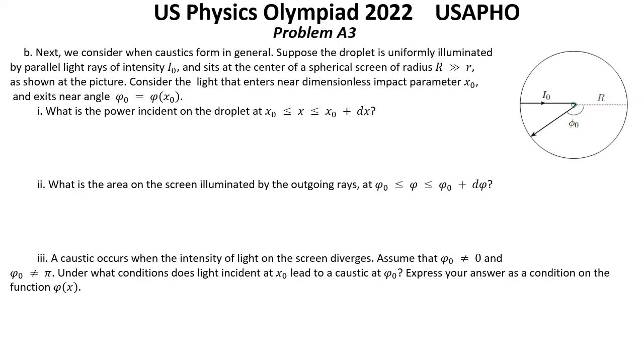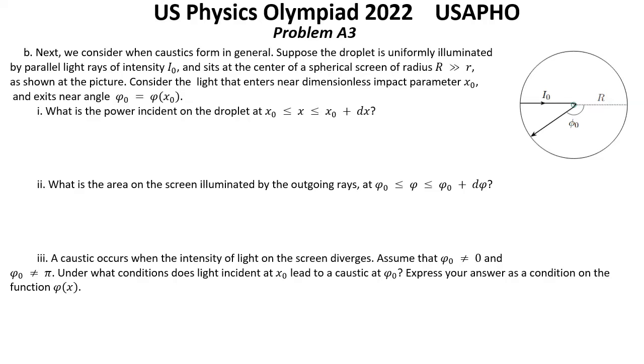Solution for question B. Next, we consider when caustics form in general. Suppose the droplet is uniformly illuminated by parallel light rays of intensity I0 and sits at the center of a spherical screen of radius big R, much greater than small r, as shown in the picture. Consider the light that enters near dimensionless impact parameter x0 and exits near angle φ0 equal to φ(x0).